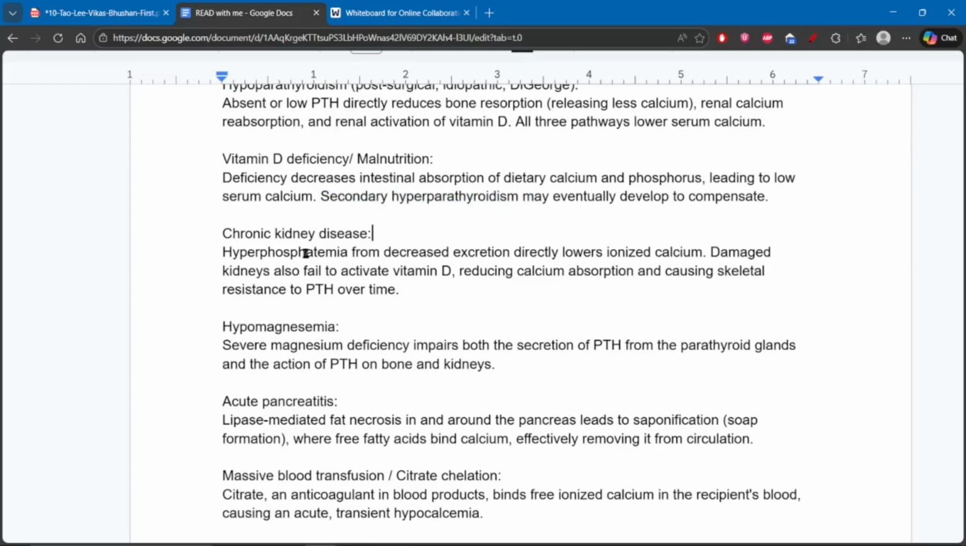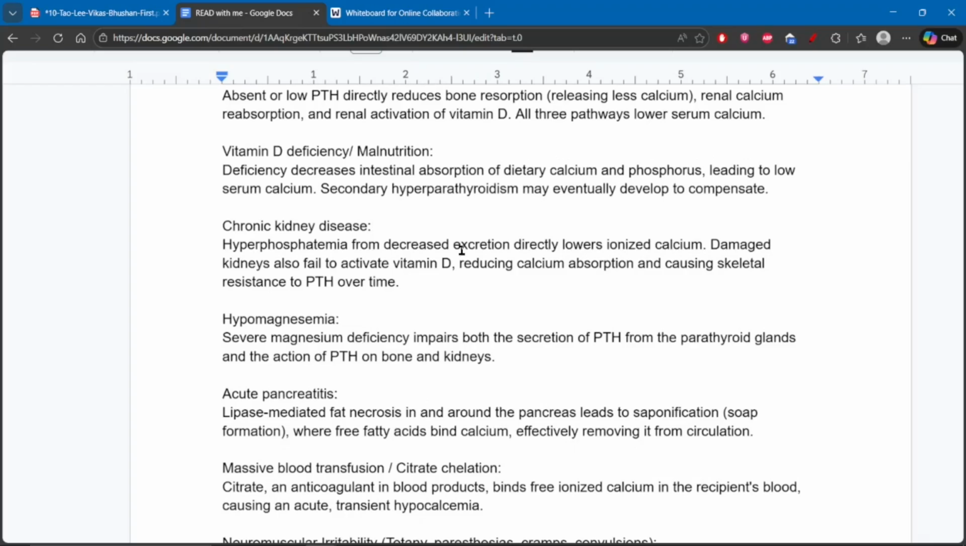Chronic kidney disease again. The kidney has two functions: to reabsorb the calcium and to excrete the phosphate. If the kidney is diseased, it would not be able to excrete the phosphate, so it would lead to hyperphosphatemia, and then it would also not be able to absorb calcium, so it would lead to hypocalcemia. Damaged kidneys also fail to activate vitamin D, reducing calcium absorption and causing skeletal resistance to PTH over time. So that's what you need to keep in mind, right?